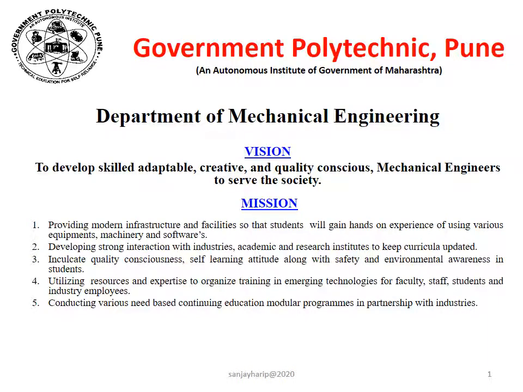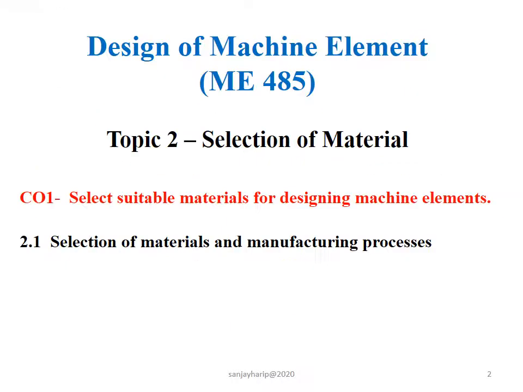In the last topic, we have covered phases of design, different parameters required for machine design, and the aesthetics and ergonomics consideration for development of new product. In this topic, our main aim is to achieve the course outcome. Course outcome is select suitable material for designing machine element.